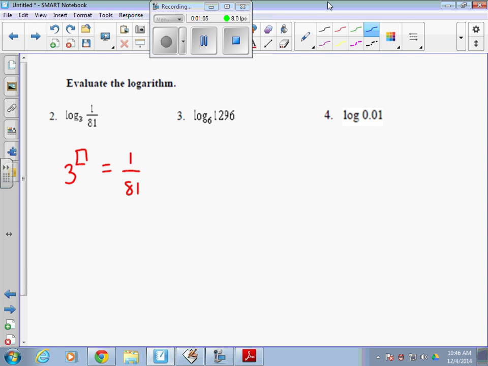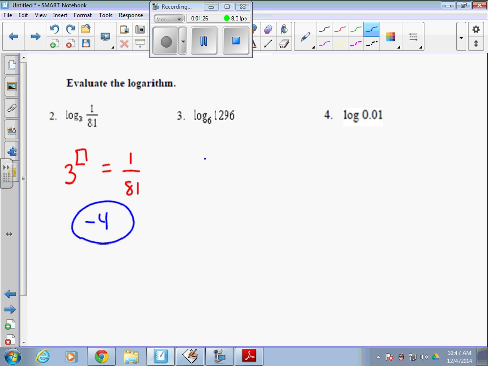3 squared is 9. That's 2. 3 to the third power, you multiply that by 3, you get 27. 3 to the fourth power is 81. So 3 to the fourth power gives you 81. The negative makes it ride the elevator down. Therefore, it is negative 4.